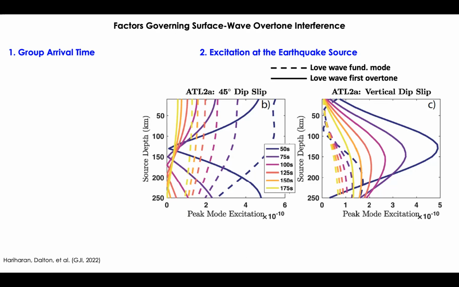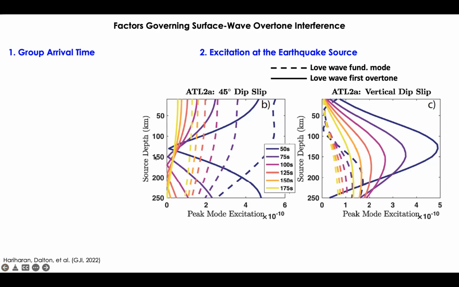The figure here illustrates, this is for Love waves at a few different periods and two different types of fault geometries, a 45-degree dip slip fault and a vertical dip slip fault. The dashed line is the excitation of the fundamental mode, and the solid line is the excitation of the first overtone at different source depths.